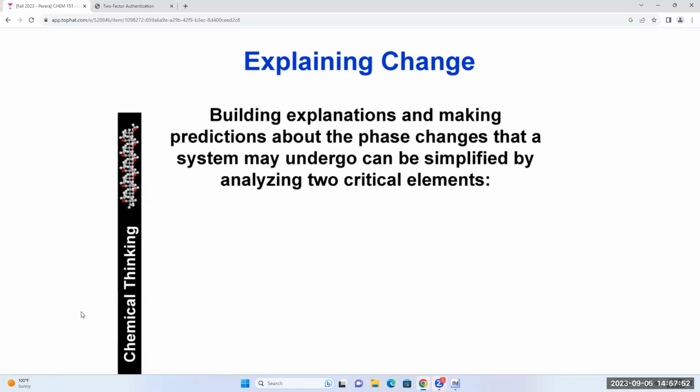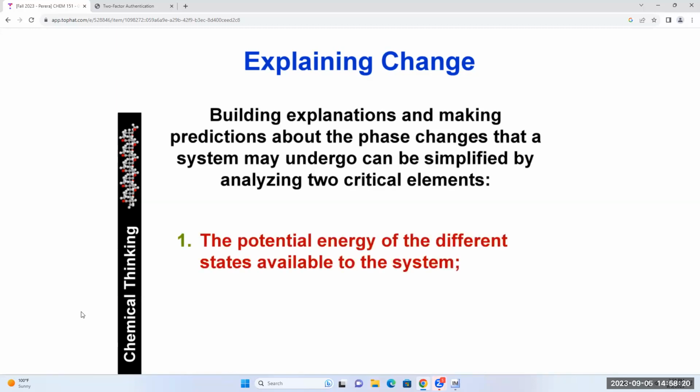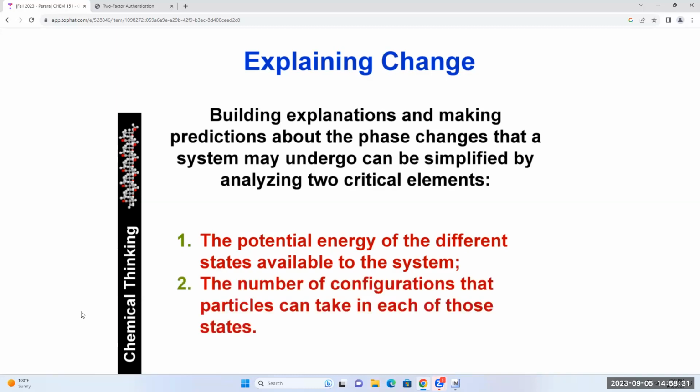All right. Now, we're going to have a preview of coming attractions. For the rest of the class time, we're going to think about why things change, like the processes. We're going to try to explain why anything happens in this world using only two factors. Number one, the potential energy. Number two, the number of configurations. Using just those two factors, we can determine whether something should occur or not. That's it. Those are the only two factors we're going to consider.